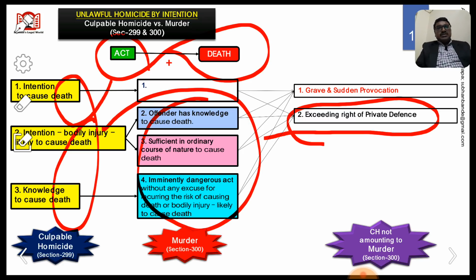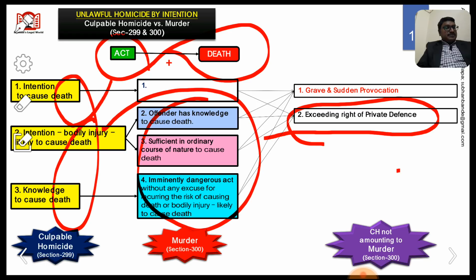Just go through the concept of right of private defense from sections 96 to 106 of the Indian Penal Code, which describe the concept of right of private defense. When the right of private defense may be extended up to death, and when it may not be extended up to death, are specified under those sections. Just go through those sections to understand the concept.